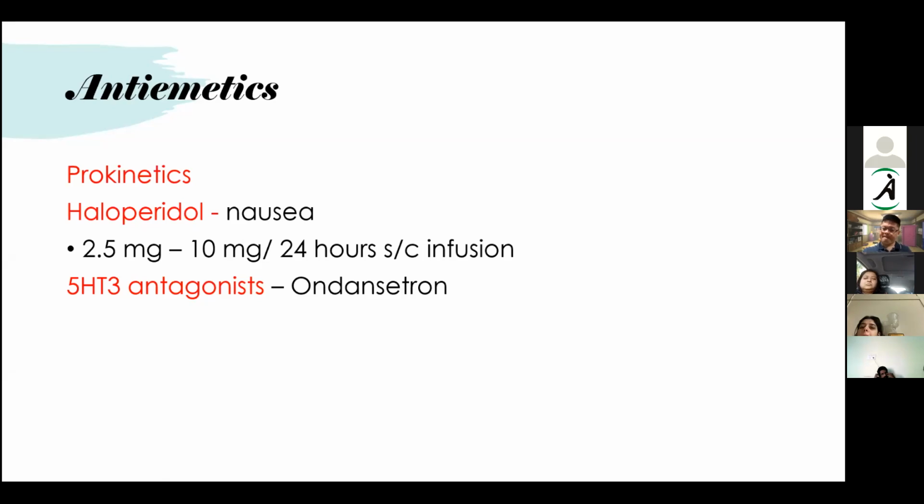So another thing that you would be very familiar with is 5-HT3 antagonist, ondansetron, right? So what happens is whenever there is a bowel distension, there is secretion of 5-HT3 or serotonin. So in that case, ondansetron is also a useful antiemetic when there is a bowel obstruction.